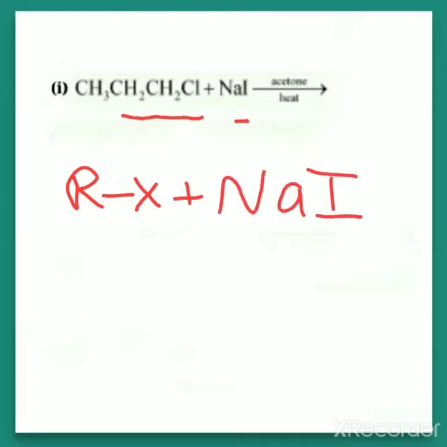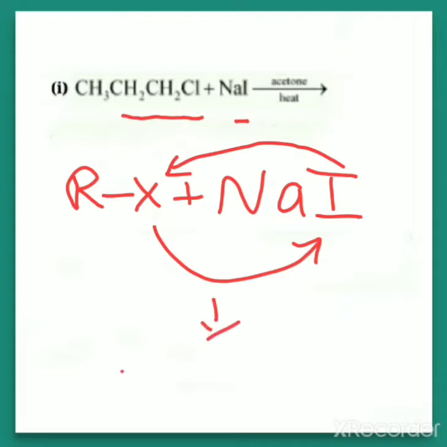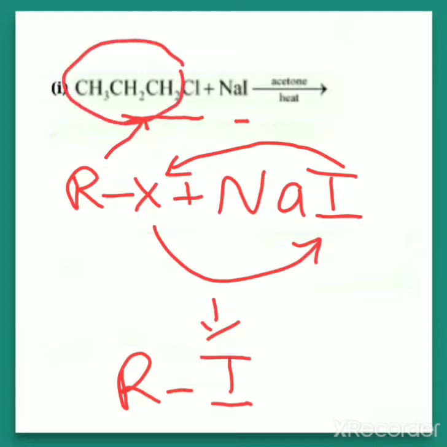At the time, a halogen exchange reaction takes place. That means the halogen to halogen will be exchanged. So the product formed will be R, in the place of X, it will be I. So this is a halogen exchange reaction which we have discussed. And here, according to the question, R is this group, that is alkyl group CH3CH2CH2, that is a propyl group.